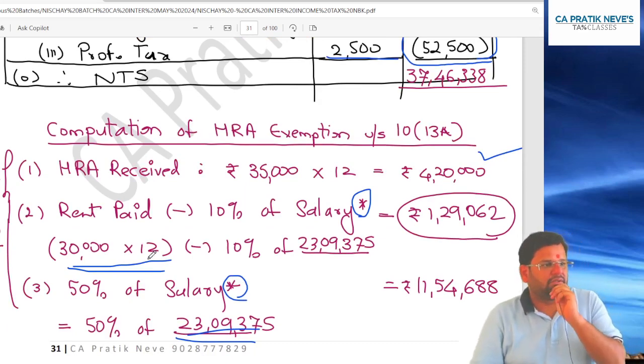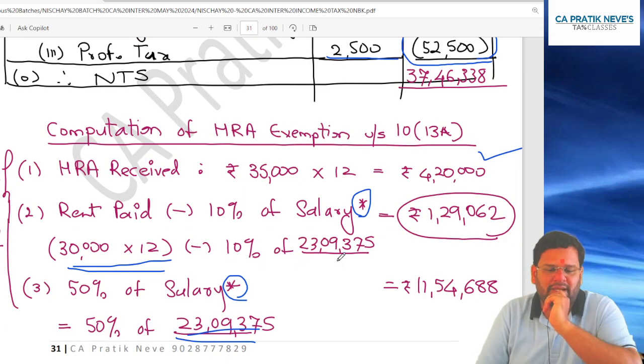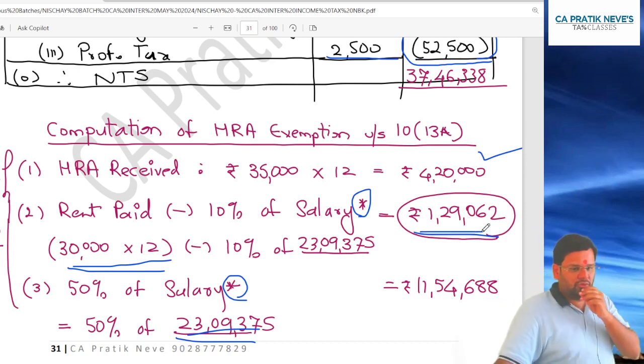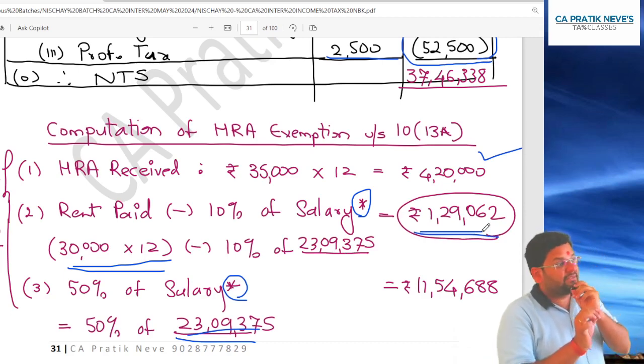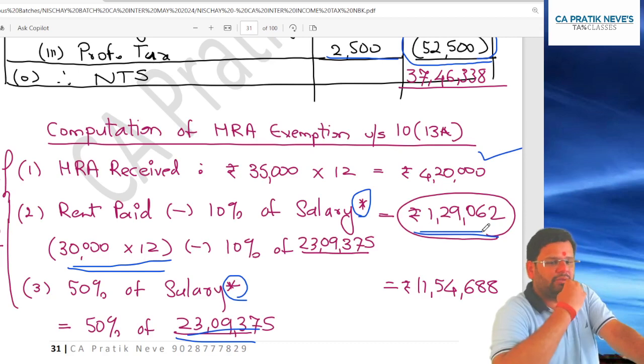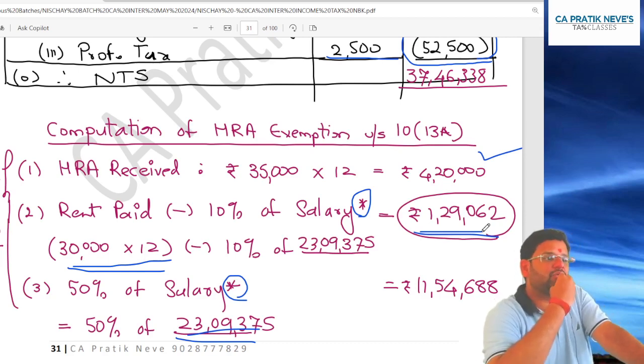Rent paid 30,000 into 12 minus 10% of 23 lakh 9,375. So 3 lakh 60,000 minus 2 lakh 30,938. Are you getting this figure? 129,062? No, no, don't do point 0.5 and all. 10% of salary you can take as 2 lakh 30,938. So you will get exemption of 1 lakh 29,062.